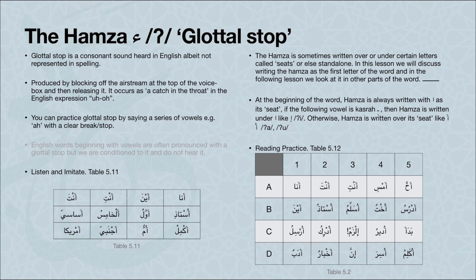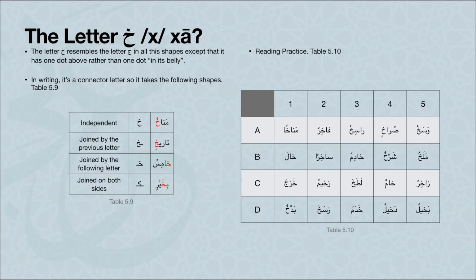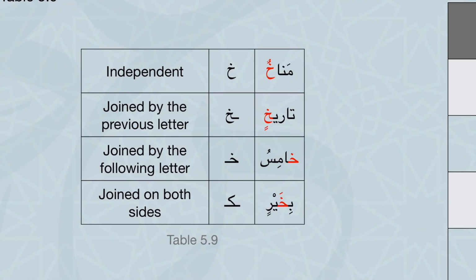So we go back to the writing and reading of the letter Kha, assuming there are no questions, of course. By looking at it, it really looks like the letter Jim, but instead of the dot in the belly, it has one dot on top. In writing, it's a connector letter. The same paradigm follows: independent, joined by previous, joined by following, joined on both sides.